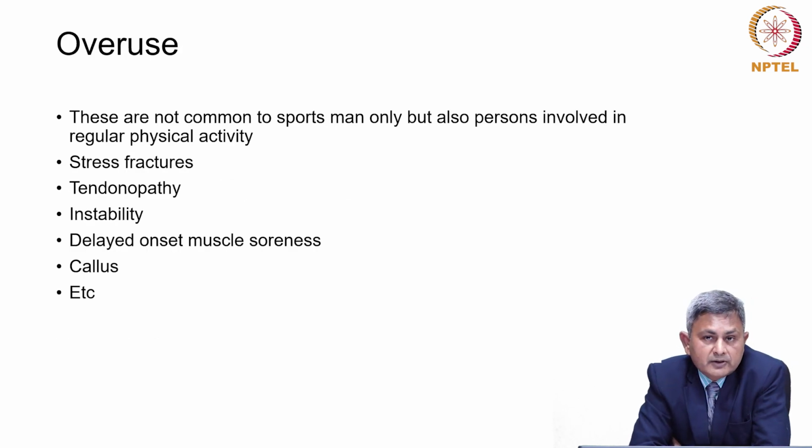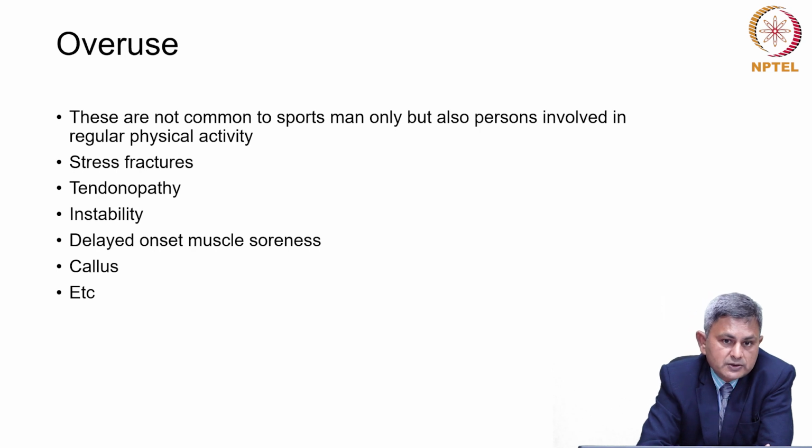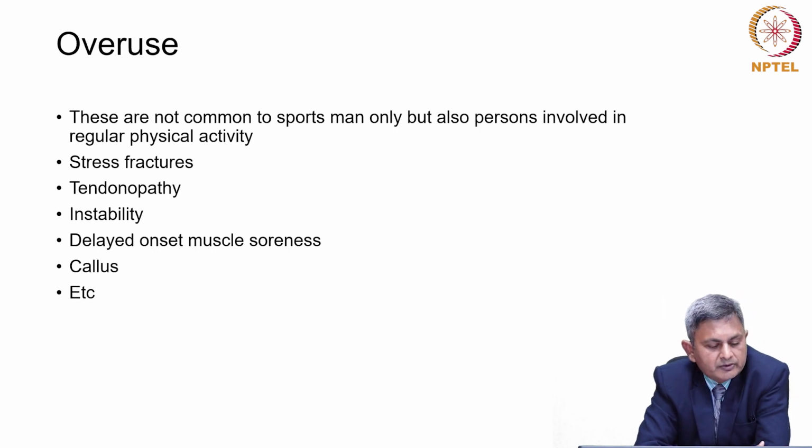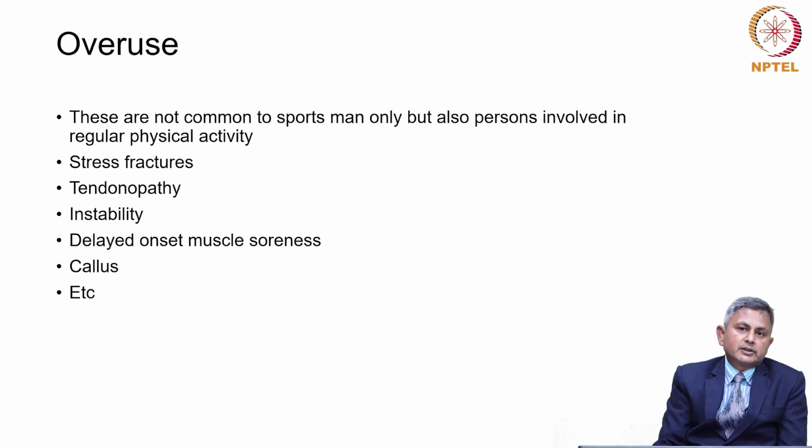So now we will discuss in detail the overuse injuries that are quite specific to the sportsman or the person who is doing regular exercises. They are quite common in people who do repetitive exercise or have a habit of exercising regularly. They include stress fractures, tendinopathies, instabilities, delayed onset muscle soreness, callus formation, etc.